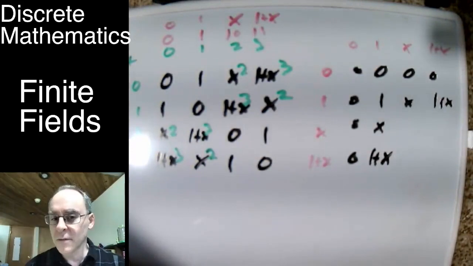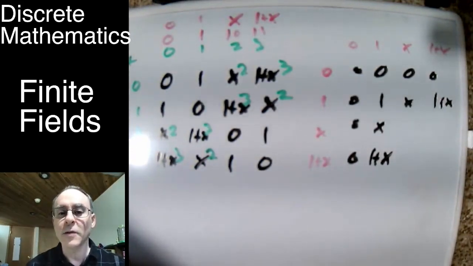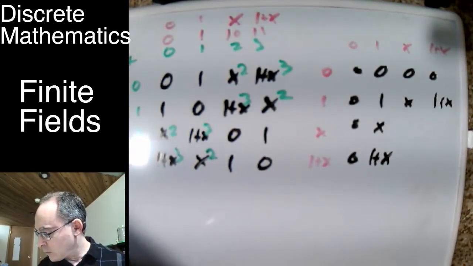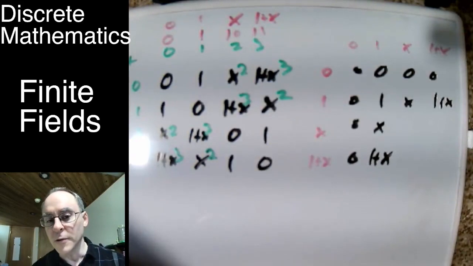So we need to think a little bit. There may be multiple choices. It actually doesn't matter as long as we pick one that's irreducible. We'll get an equivalent group no matter what we do. But we need to think of an irreducible polynomial of order 2 here.